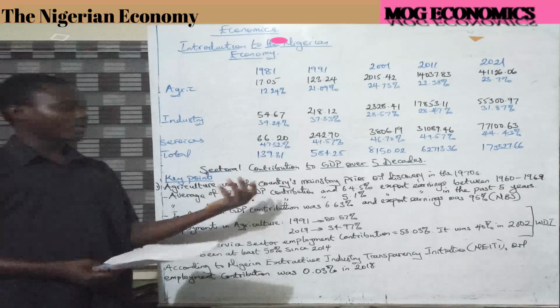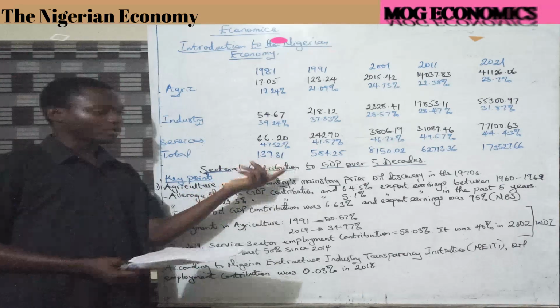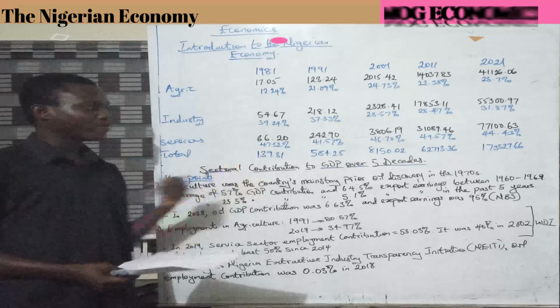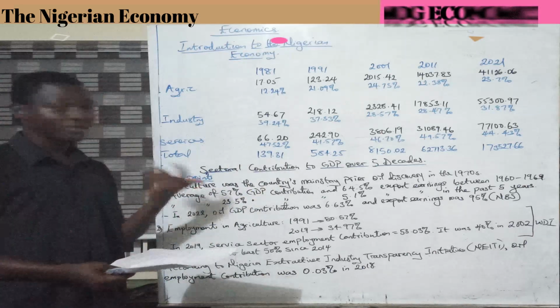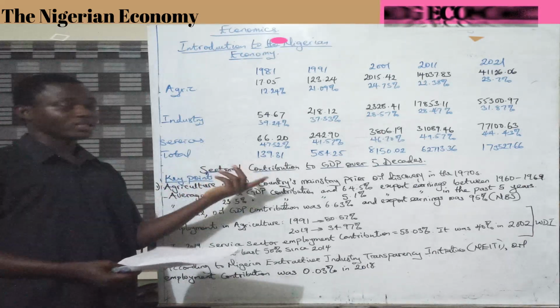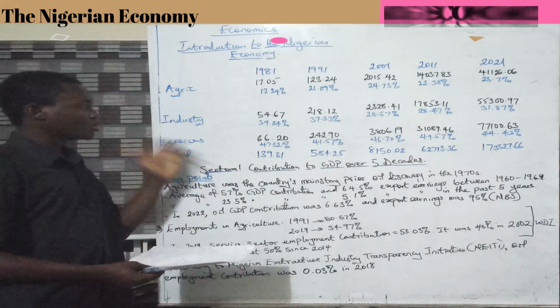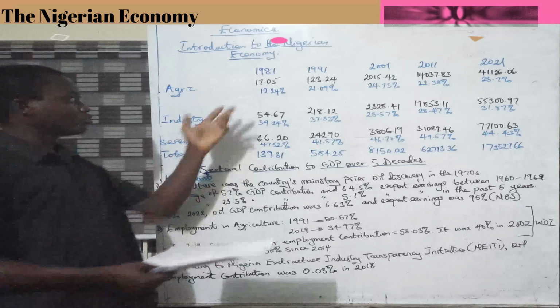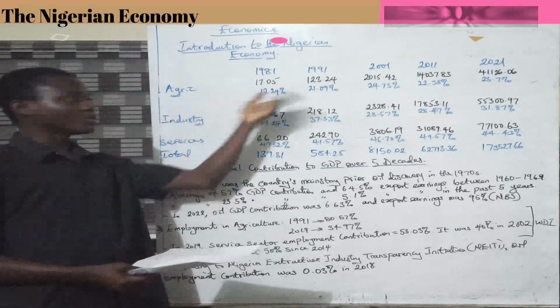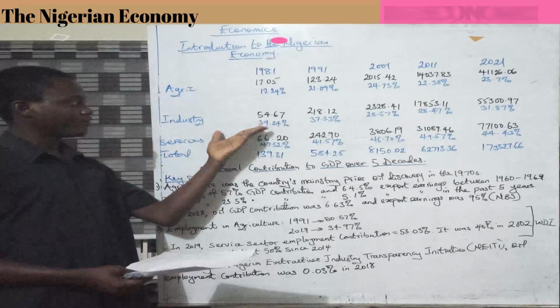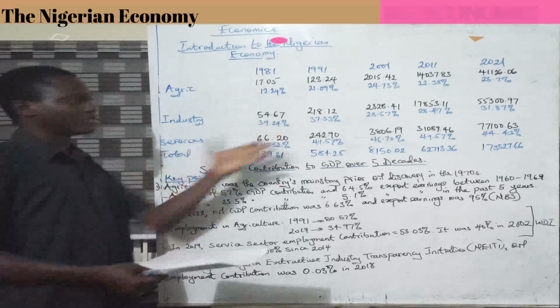So the total GDP for that year was 139.31. 10 years later, Nigeria's total GDP increased to 584.25, which is maybe three times the GDP of 1981. And then by the time we look at the sectoral contributions, agriculture's contribution rose from 17.05 to 123.24. Then industry rose from 54.67 to 218, and so on and so forth.